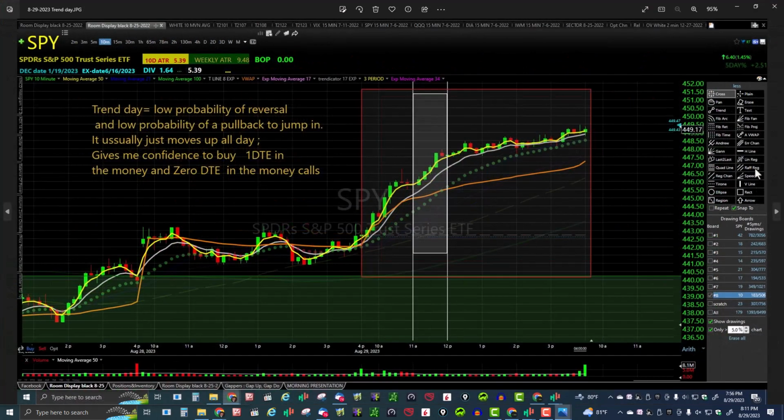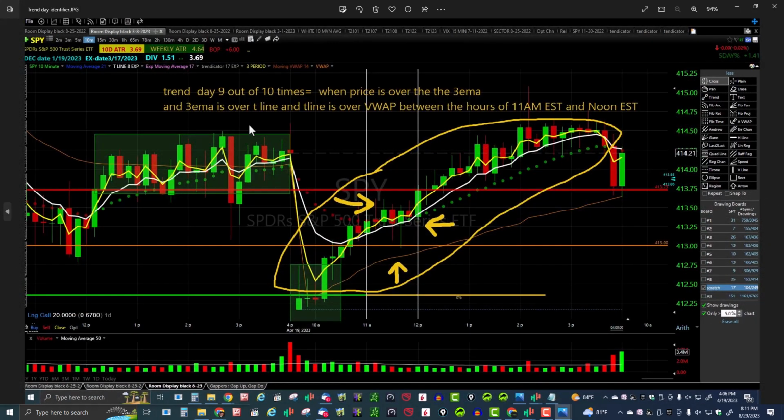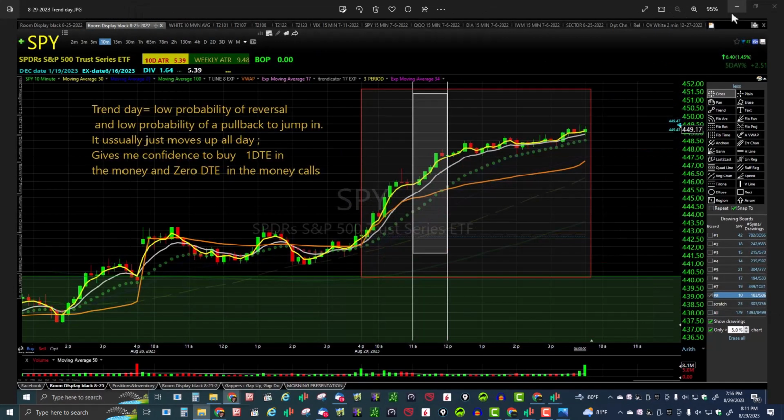Trend day. Here's a slide here on trend day. Nine out of 10 times when price is over the 3 EMA and the 3 EMA is over the T line, otherwise known as the 8 EMA, and all three of them are over VWAP between the hours of 11 and noon, the chances are 9 out of 10 times you're going to have a trend day. It's going to go up all day. So there's something you could put in your toolbox right there.